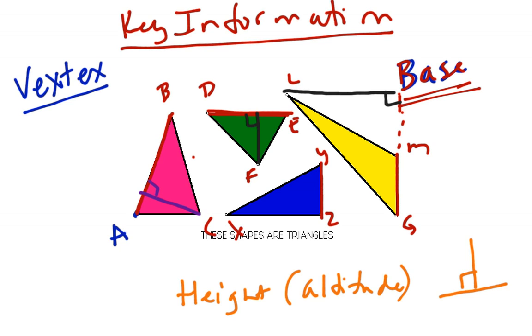And then XYZ would be from X down to Z, which looks like it already has a 90-degree angle. So those are your 4 bases, vertexes, and altitudes or heights. You need the base to be able to calculate area.